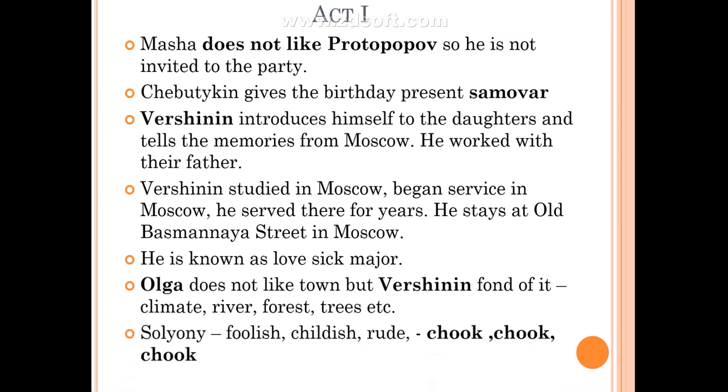Then students, there is the introduction of another army man, Solony. Solony was a local man. He was foolish. He was childish. He was very rude. Some of the dialogues I will share from the play, because the play is a very short one. You can read the play also. He used to make the noise, chuk, chuk, chuk. Why? Because he has that habit. He is very childish. Like a child, he used to say chuk, chuk, chuk. And he is very rude. He is very foolish. And he shares jokes which are meaningless.